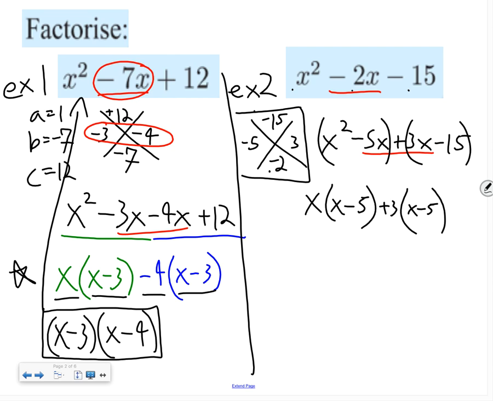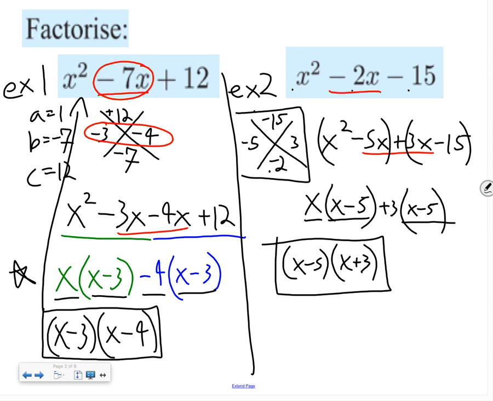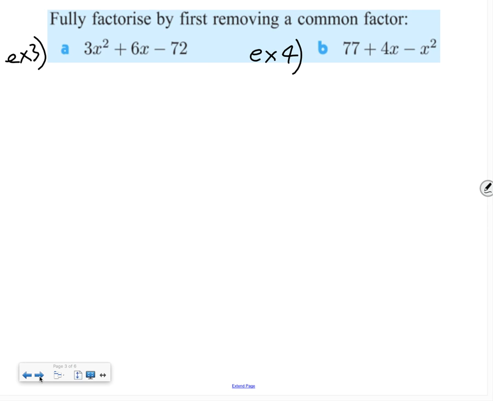Check to see if I'm doing things right at this point. That's the same as that. I'm on to something. x minus 5 I factor out, and I'm left with an x plus 3. Again, I can check my work if I want to by double distributing that back out. All right, let's see what else we have here.